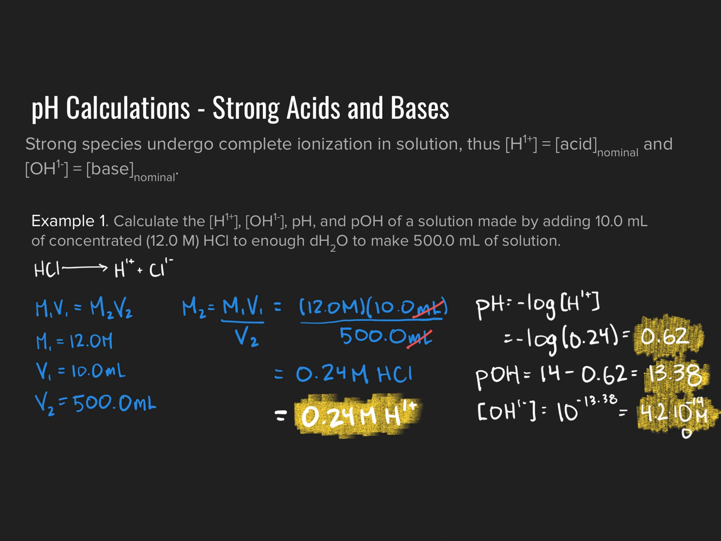And again, just to be tidy here, I can double check my work, recognizing that the product of my hydrogen ion concentration times my hydroxide concentration must always equal that value of Kw. You'll notice that the hydrogen ion concentration of 0.24 times my hydroxide concentration of 4.2 times 10 to the negative 14th yields that expected value of 1.0 times 10 to the negative 14th. All right, easy peasy. We've now calculated the concentrations of hydroxide, hydrogen ion, and the pH and pOH of a strong acid solution. Move on to our next slide.